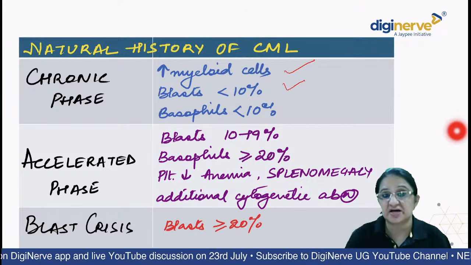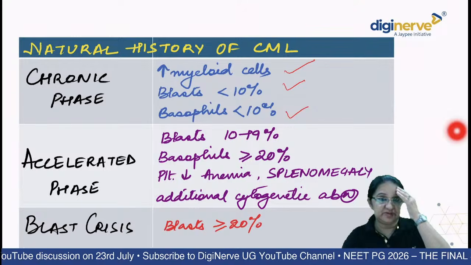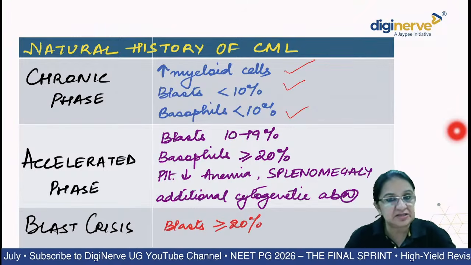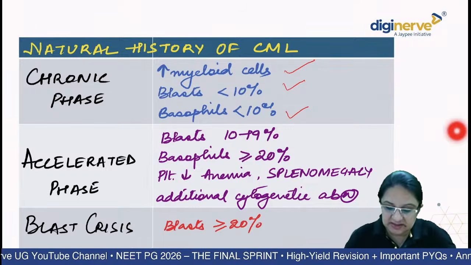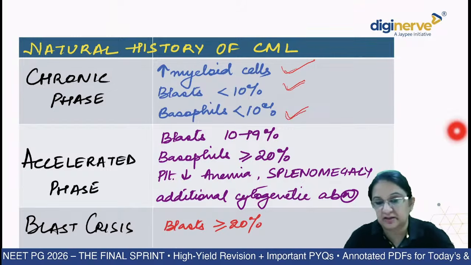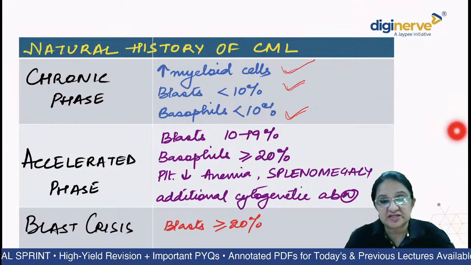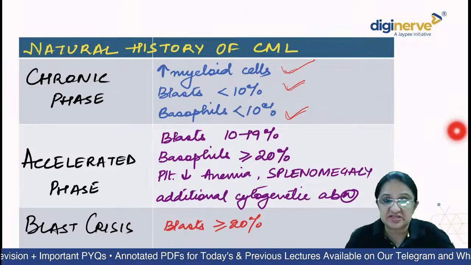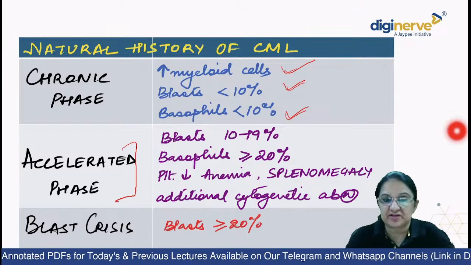However, the blasts are less than 10%. Basophils are also less than 10%. Remember, AML, the blasts are more than 20%. Here, the blasts are less than 10%. Basophils are less than 10%. Myeloid cells are increased. Basically, the precursors in the myeloid lineage, your myelocytes, metamyelocytes, promyelocytes, these cells will be increased.